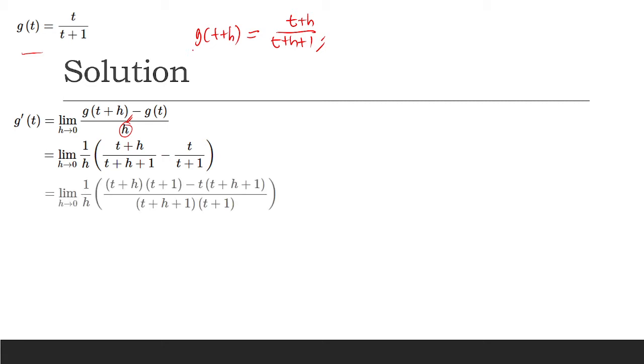So, para magkaroon tayo ng operation dyan, ang gawin natin is similar denominator natin sila. So, to do that, let's multiply the whole equation by t plus h plus 1 over t plus 1. Para lang magkaroon tayo ng same denominator and mapag-multiply natin sila. So, magiging t plus h plus 1 times t and then t plus 1 times t plus h. So, basic algebra lang. So, we will arrive at this equation. We have the limit of 1 over h times t plus h times t plus 1 minus t times t plus h plus 1 over t plus h plus 1 over t plus 1.